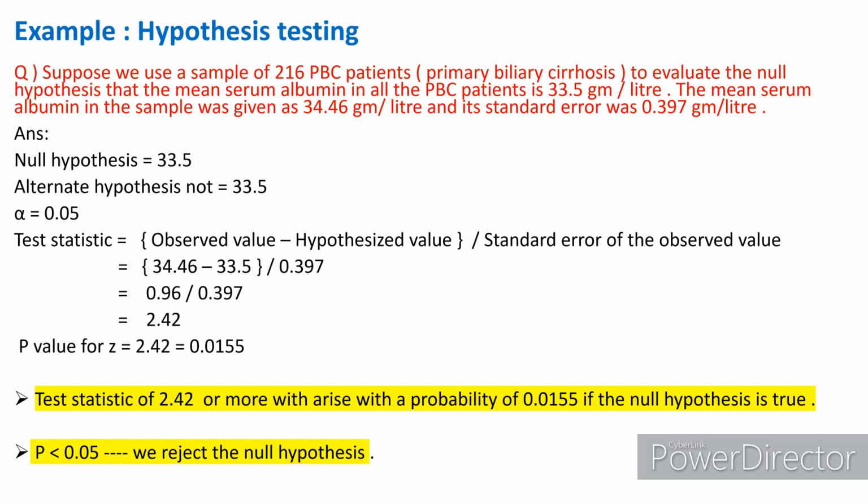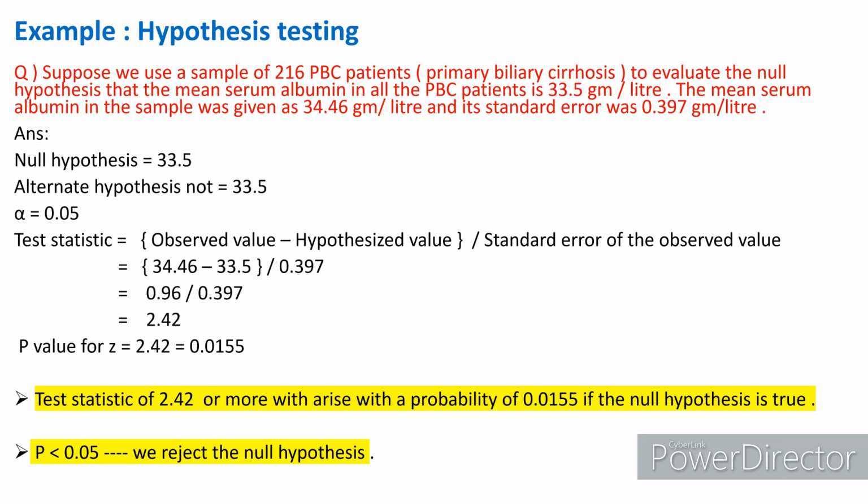And what is the next step after choosing the significance level? Calculate the p-value by using the test statistic. So what is the observed value in this case? That is 34.46 minus what is the null hypothesis? That is 33.5, divided by what is the standard error in this case? 0.397. So all the values we substitute from the question. Okay. So you got the test value as 2.42.